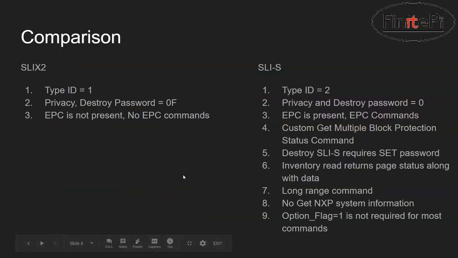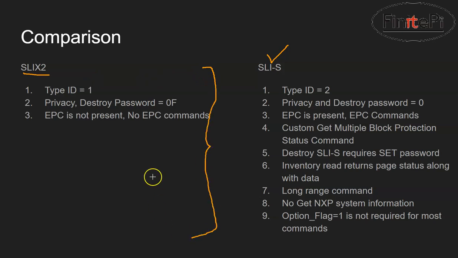This is a kind of a comparison. I'm still not very sure which tag is the latest. Is it SLI-S or SLIX? Because SLIX, as you have seen in my earlier videos, is very comprehensive and has so many features. And this is just a high level comparison. You identify the tag type by the UID field set to 1 here, and UID field set to 2 here. And here the privacy and destroy default password is all 0Fs, whereas here the destroy and privacy password is all set to 0. EPC is not present in SLIX2, whereas EPC is present here.